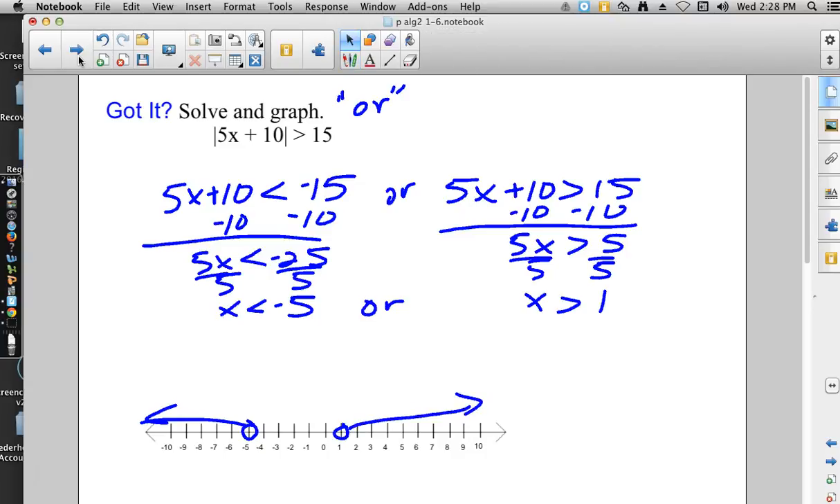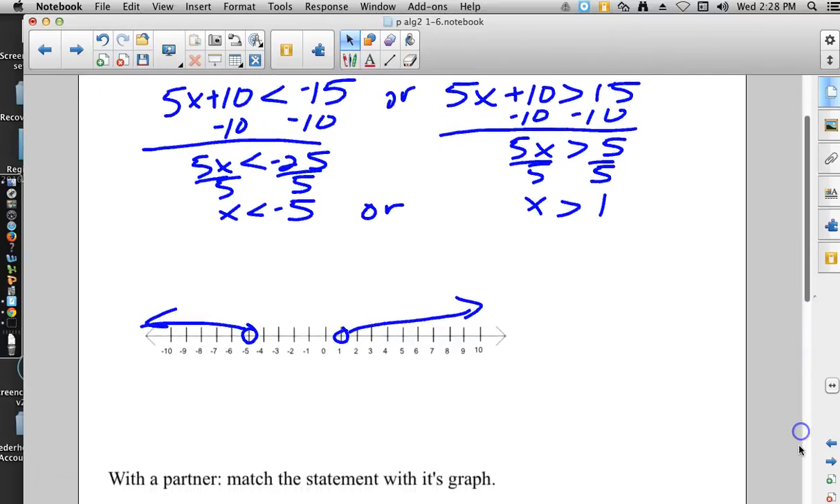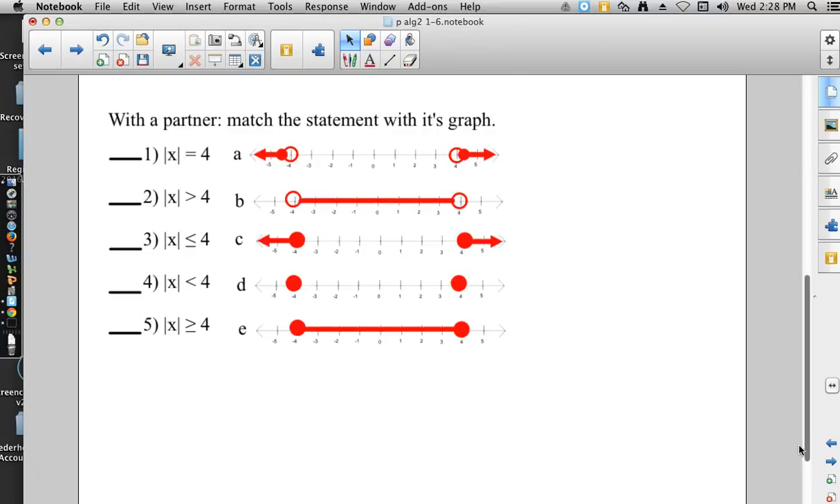So this is a definite, hey, we're going to see one or both of the greater than or less than inequalities with absolute value on the test. So keep that in mind.